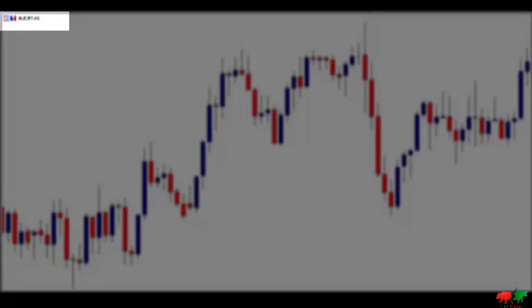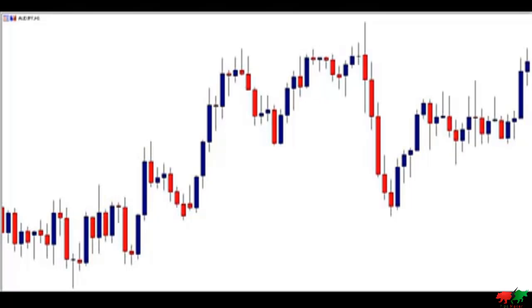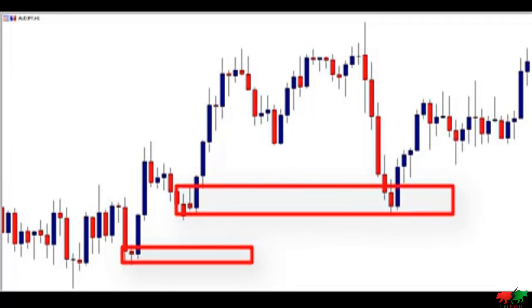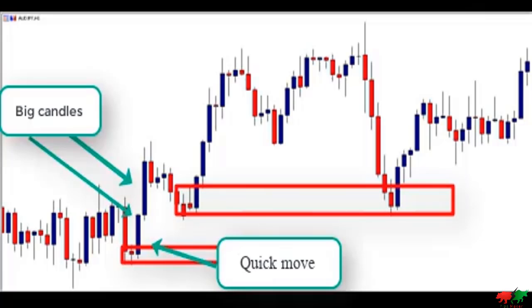This is the Aussie JPY 1 hour chart. This is the first demand zone and this is the second demand zone. Let's start with the first demand zone. Look at the beginning of the move. It is quick and strong. The candle size is big, so this is a strong demand zone.